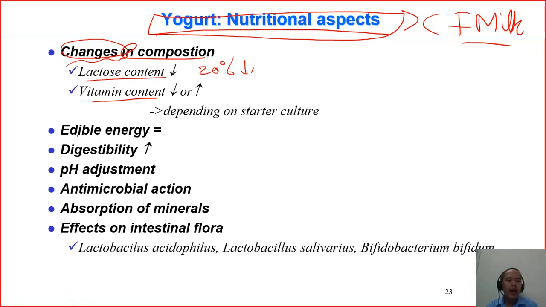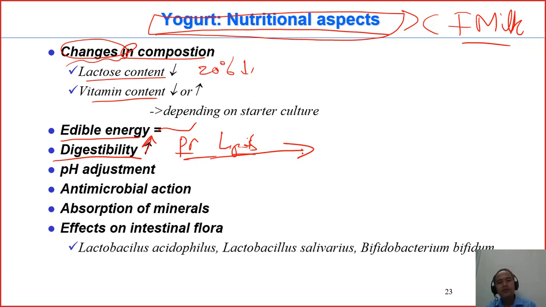Okay, edible energy is just similar. From raw milk into yogurts, there would not be a lot of change in total energy. Digestibility is improved because we already studied that one of the functions of starter culture is to hydrolyze protein and hydrolyze lipids. When we do fermentation, part of this hydrolysis happens, even if not to a high extent. Hydrolyzed means that when we take it into our tract, the digestion is improved because part is already hydrolyzed.